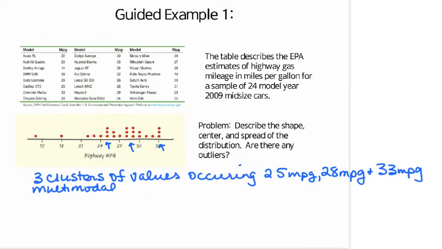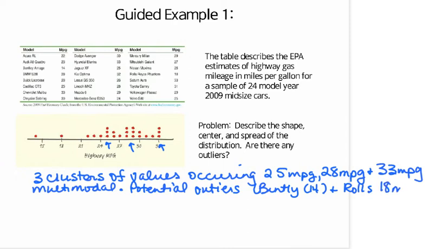I can also see that we have a few outliers here, potential outliers, because we're not sure yet, we can call them that. But the potential outliers would be the Bentley at 14, and the Rolls gets 18. Now, we don't know that those are outliers, but we're looking at these two, and we can see they're very far off of the basic dot plot.